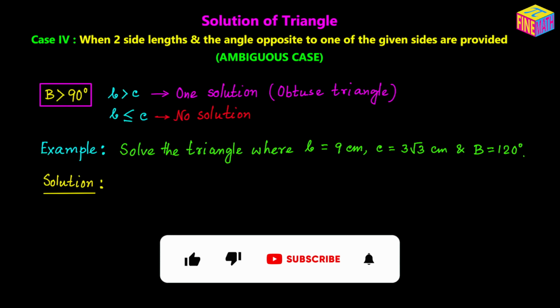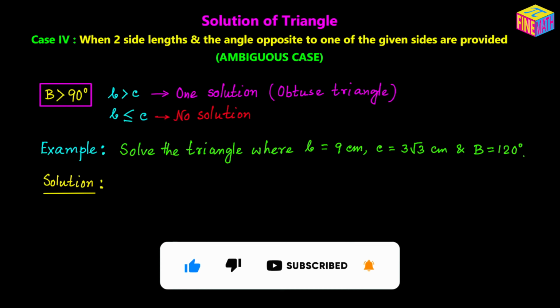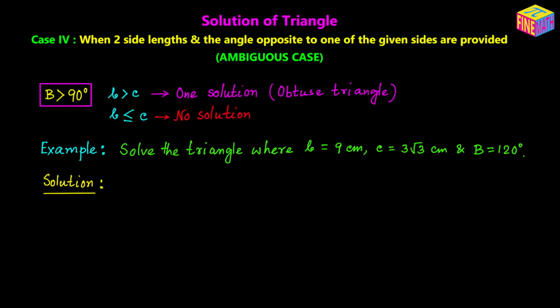And I have noted it up here that when b is greater than c, we have one solution possible, and of course it will be an obtuse triangle. But when b is less than or equal to c, then no solution is possible. So in an example, the first thing you want to do is check the data that has been provided. If the value of b is greater than the value of c, then only a solution is possible. Otherwise your straight answer would be there is no solution. We cannot even draw the triangle.